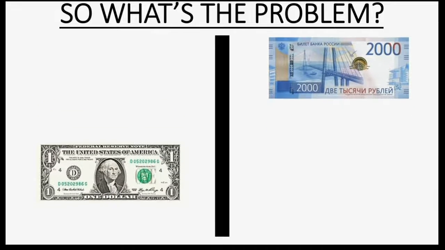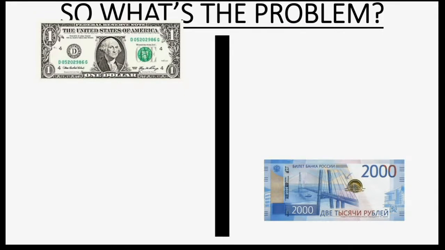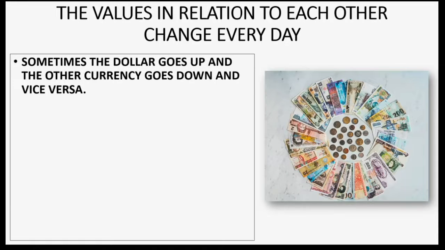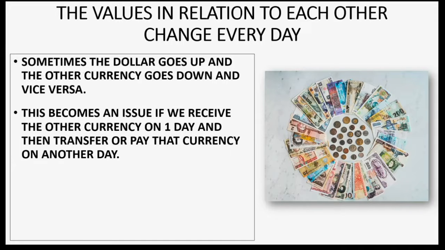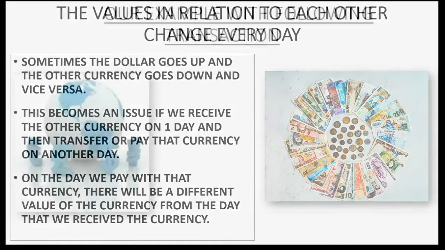Why can't we continue to record things this way? The problem is that the value of one currency always changes in relation to the value of the other, so we don't really know if we're supposed to add or subtract $10. You see, sometimes the dollar goes up and the other currency goes down, and vice versa. And this becomes an issue if we receive the other currency on one day and then transfer or pay the currency on another day. On the day that we pay that currency, there will be a difference in value of the currency from the day that we received it.